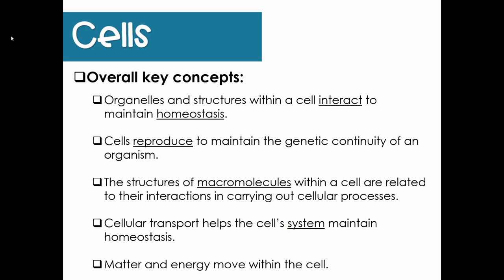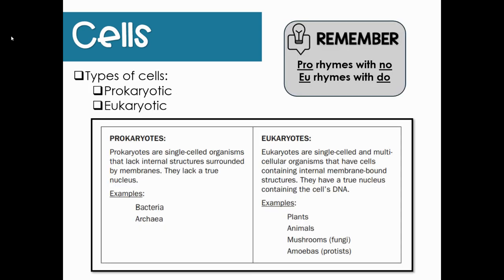These are the focuses for today's review lesson. So if you'll remember, organelles and structures within a cell interact as a system to maintain homeostasis. We know that cells reproduce to maintain genetic continuity. And then we're going to talk about the structures of macromolecules. Again, we're going all the way back to the beginning of the year. And the structures of macromolecules within the cell are related to their interactions and carrying out all the cell processes. We're also going to talk about cell transport and how that helps the cell system to maintain homeostasis. And then we're going to end with matter and energy and how those things move through the cell.